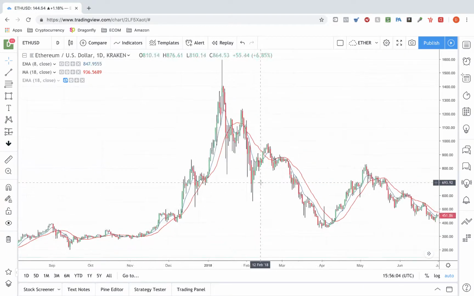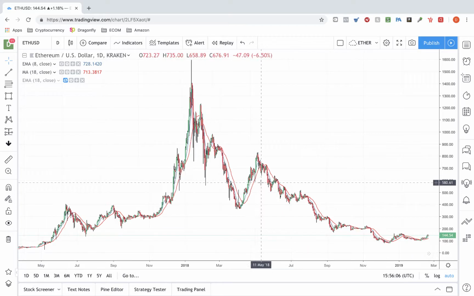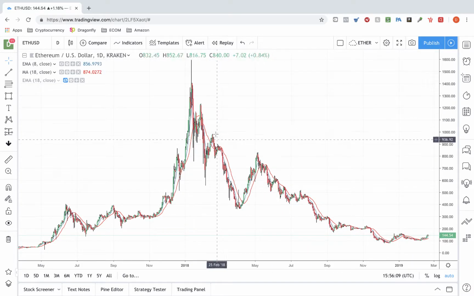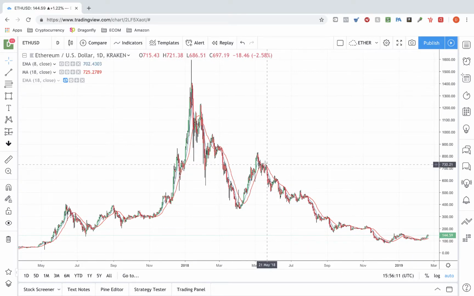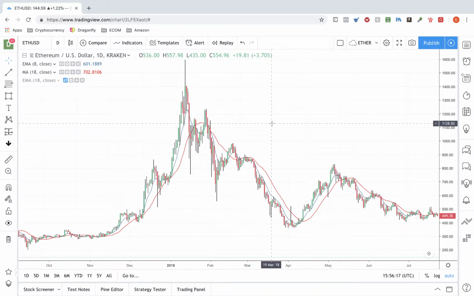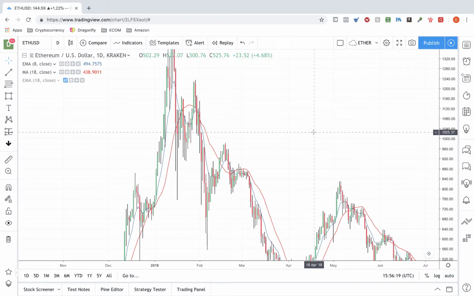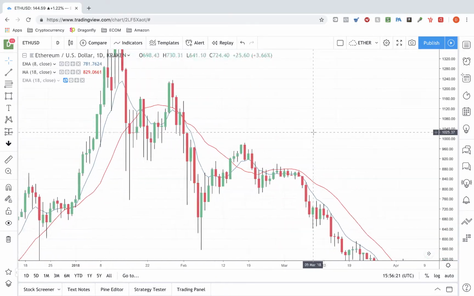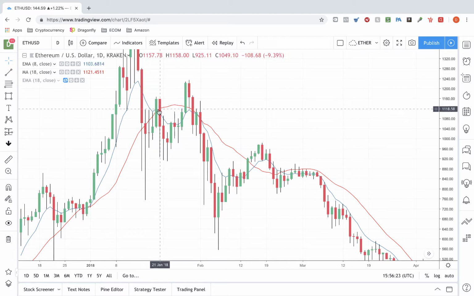We'll start with the big peaks and we'll see what happens. You can see there's a big peak here, a big peak here, a big peak here, and so forth. So let's zoom in to these areas and see the EMA cross. First one's here, second one is here.